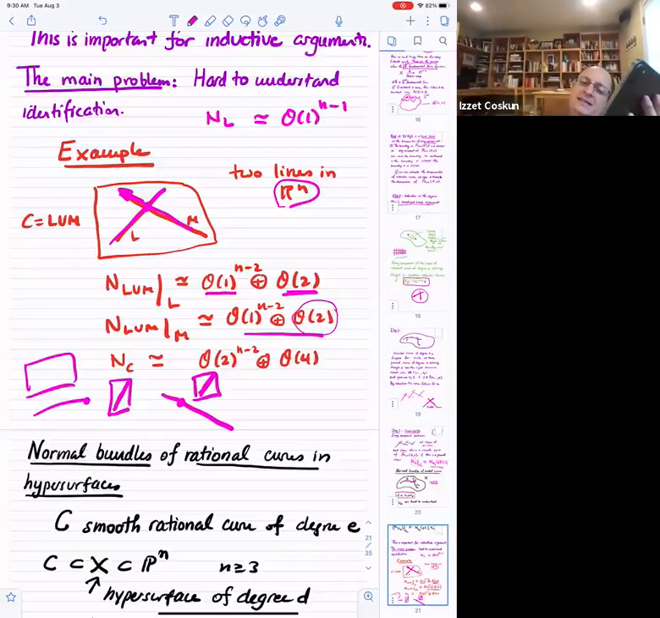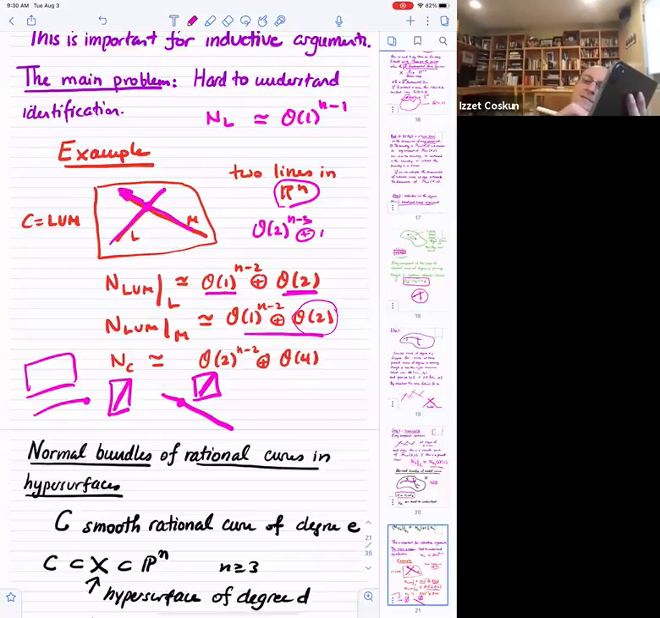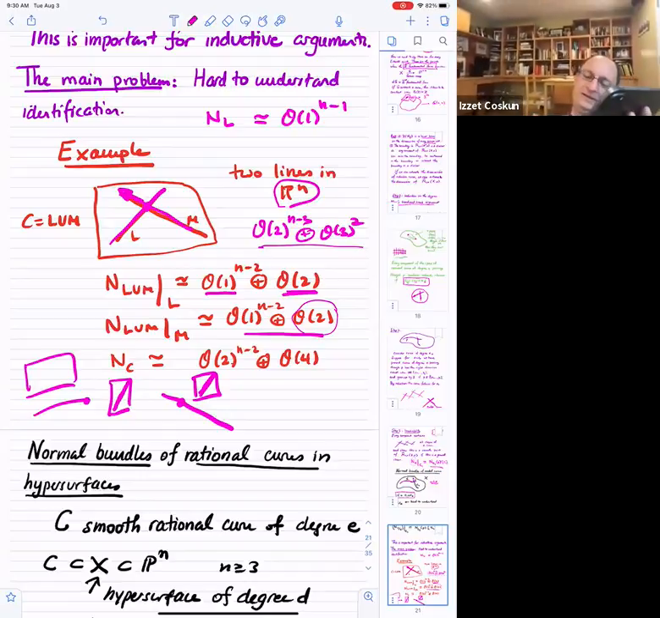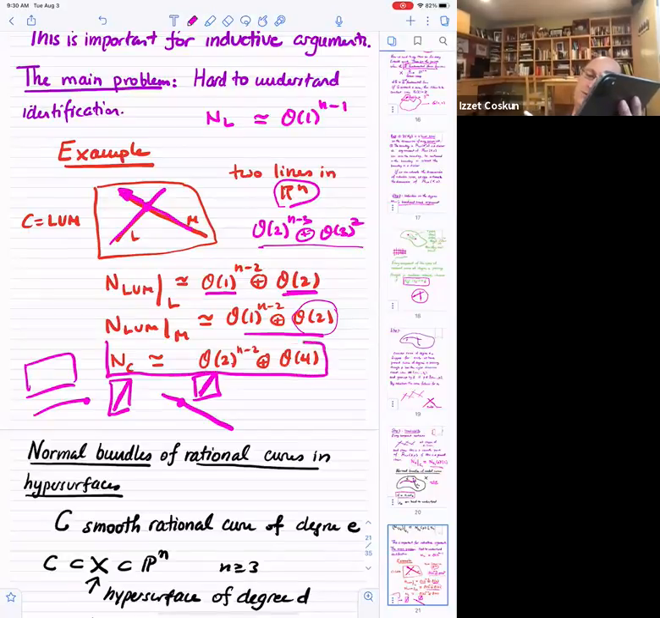If I knew that these O of 2s did not match and I deformed it, typically what I would get would be a bundle like this, so that it would be balanced, right? But if they do match, then I can only guarantee that I get an O of 2 to the n minus 2 plus O of 4. In this case, of course, we know that they match, right?